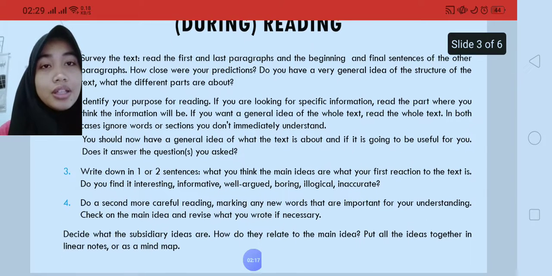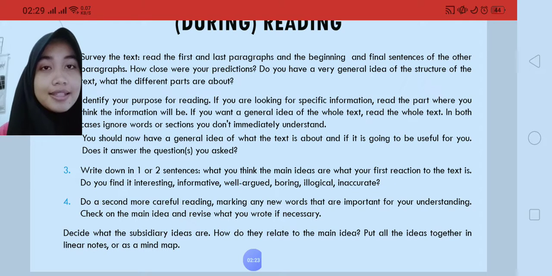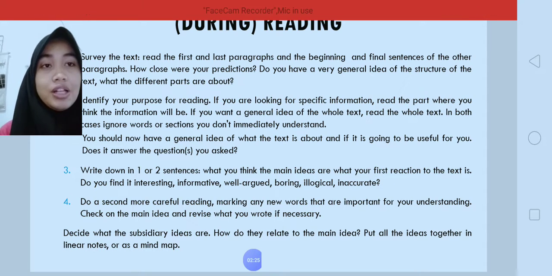Third, write down in one or two sentences what you think the main ideas are, and what your first reaction to the text is. Do you find it interesting, informative, well argued, boring, logical, and accurate?